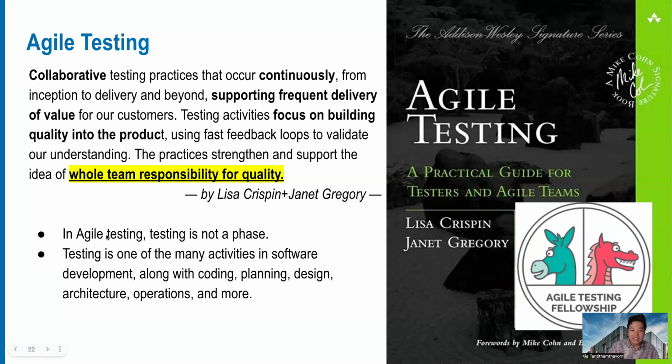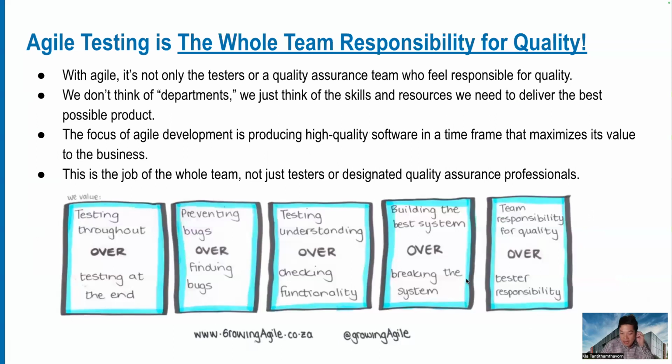In agile testing, testing is not a phase. Testing is one of the many activities in software development, along with coding, planning, design, architecture, operations, and more. So quality must be integrated throughout the whole agile software process. Make sense? And I saw a question in the Zoom chat. I will get back to that one after I finish the agile part.